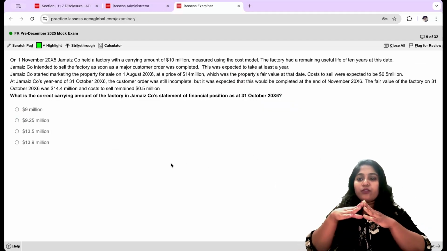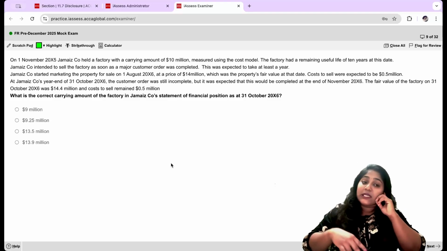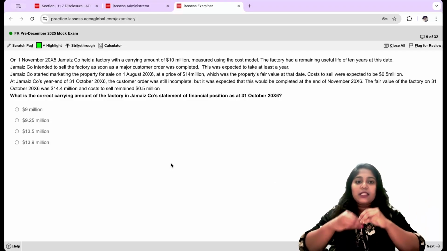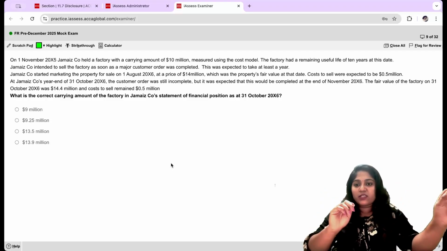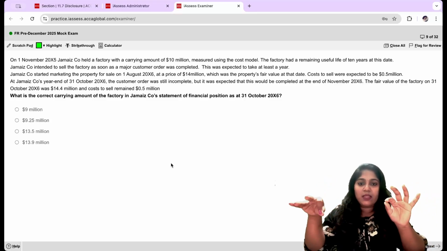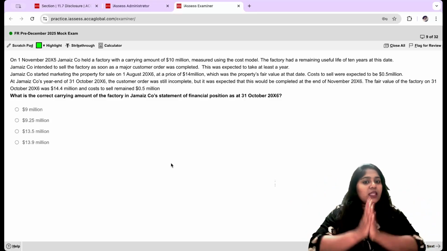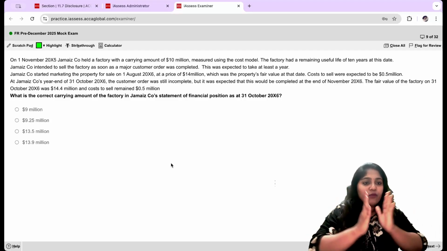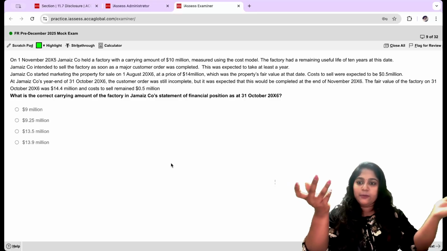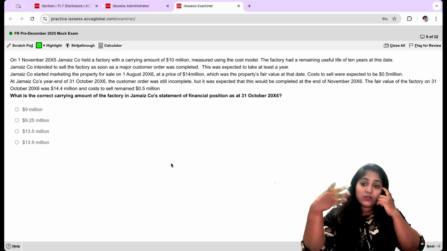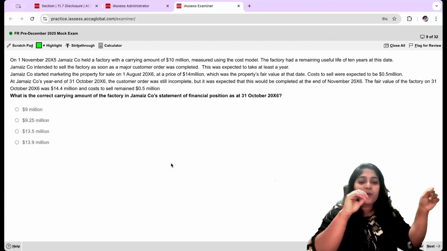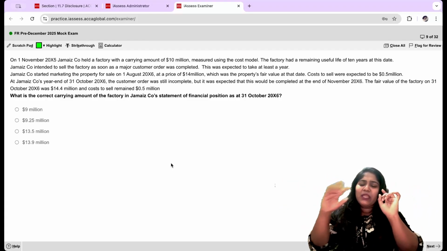Okay, let's move to the next question. So this is really a nice question. It's about IFRS 5 non-current assets held for sale. Let's all go through this. On 1st November X5, Jamia's company held a factory with a carrying amount of $10 million using the cost model. Very nice. The factory had a remaining useful life of 10 years at this date. So yearly depreciation is approximately 1 million. Jamia's company intended to sell the factory as soon as a major customer order was completed. This was expected to take at least a year, minimum 1 year.